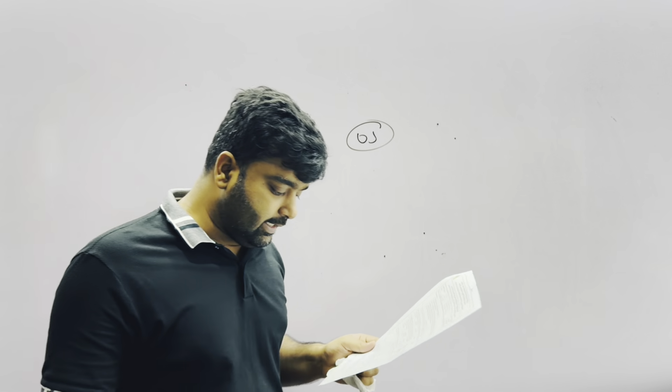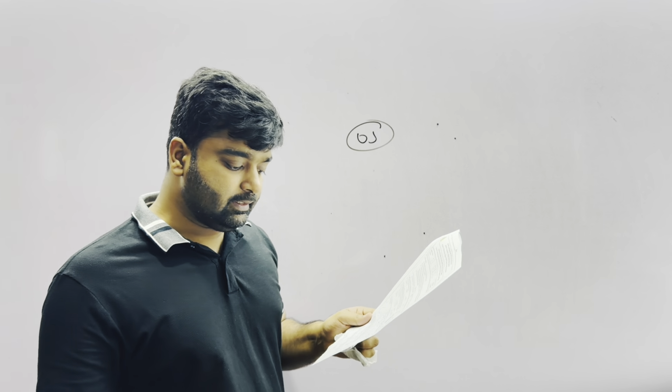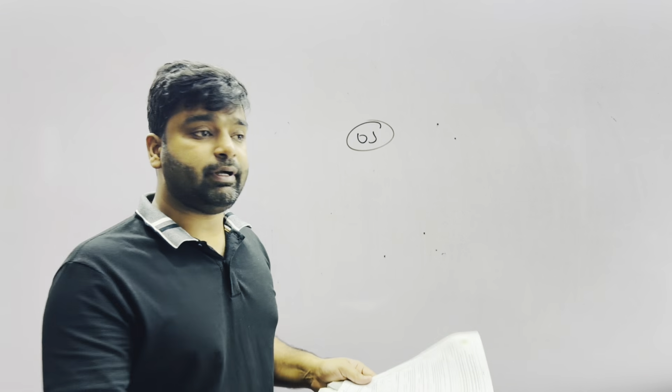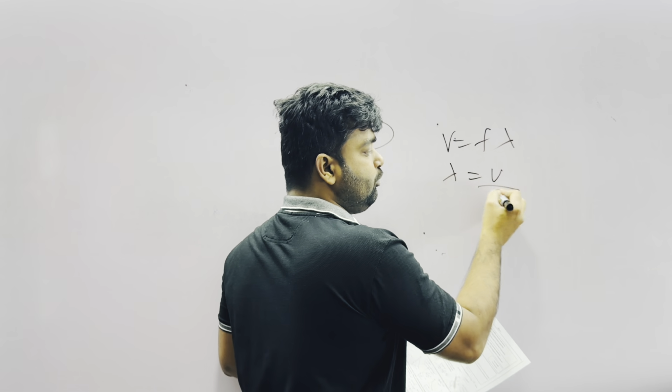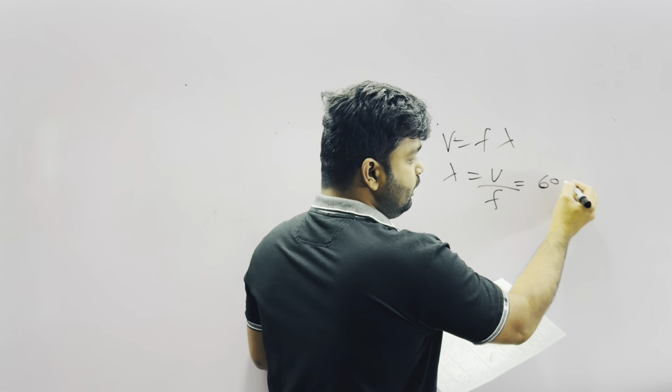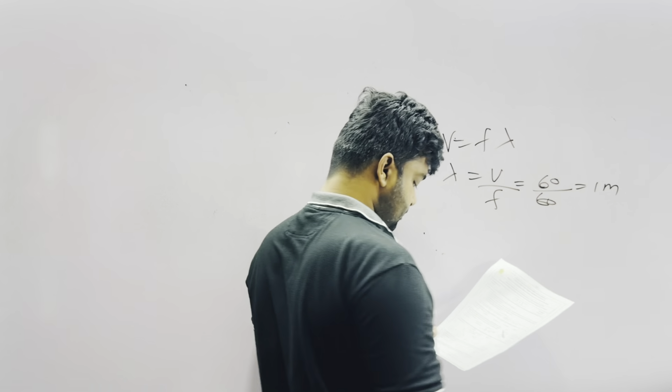The frequency of a transverse wave is given and the velocity is also given. We can find the wavelength. Apply the equation v = fλ, so λ = v/f. That means 60 over 60 is 1 meter.